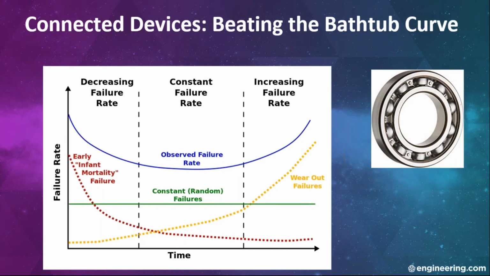Now, in reliability engineering, the bathtub curve is one way to visualize that mean time between failures problem. The blue line represents the observed failure rate, the aggregate of failures and infant mortality, and the natural failure due to end of life, and the probability of random failures in between. That's the other curves in the graph.